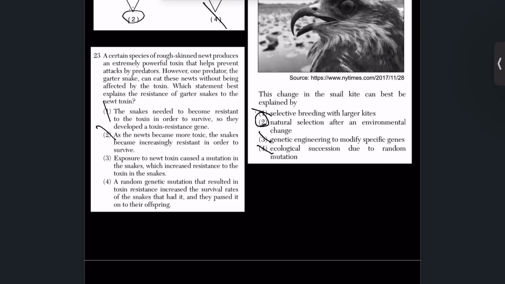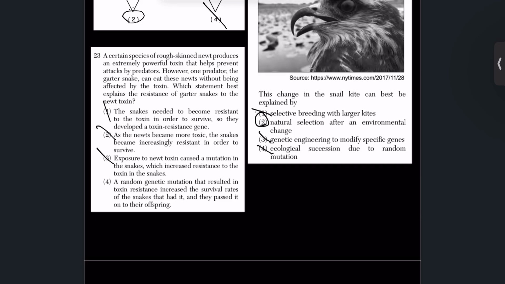Number 3 says exposure to a newt toxin caused a mutation in the snakes, which increased resistance to the toxin in the snakes. So this one, while it does have the mutation part, is also not our answer because it's not that exposure to the toxin caused the mutation. The mutation occurred randomly, which allowed them to have resistance to that toxin. So it's not that they ate the toxin and then suddenly, like Spider-Man or something, they changed and developed this new gene to help them eat it. Rather, it happened randomly, which then allowed them to eat. So number 3 would not be our answer.